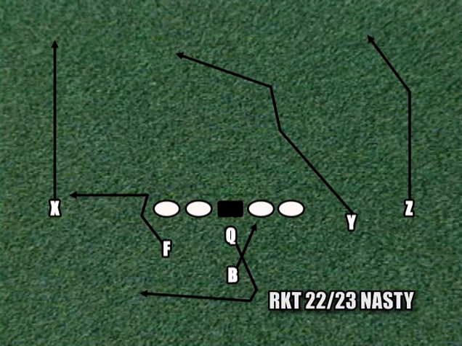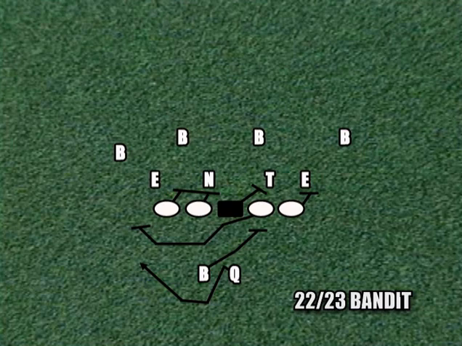Now, with the fullback protecting, the quarterback should have a lot easier job of breaking containment and getting on the corner and putting pressure on the defense. Now, this is the difference in the protection here. This is bandit. In bandit, the quarterback is now using a guard to pull out and lead him as a protector.